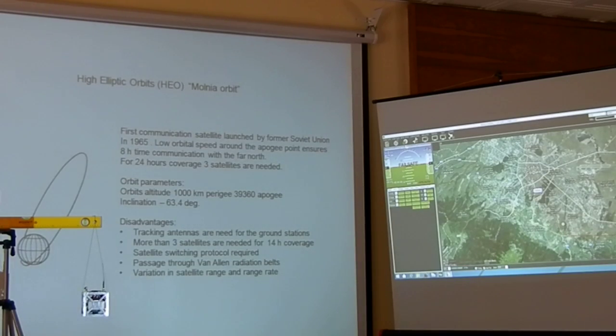Also, the HEO orbit, the highly elliptical orbit, is very popular, used mainly for amateur radio, because the satellites go very close to the Earth over the southern part of the Pacific Ocean, and it has a huge height over the northern hemisphere. So we have communication from points in the northern hemisphere for several hours, maybe 6 to 8 hours. This is useful for such communication. But to achieve high-speed communication using this type of orbit, you need sharp beam antennas, and you need to track the satellite.